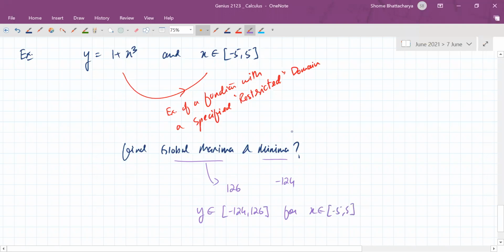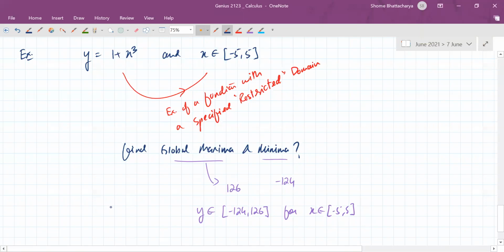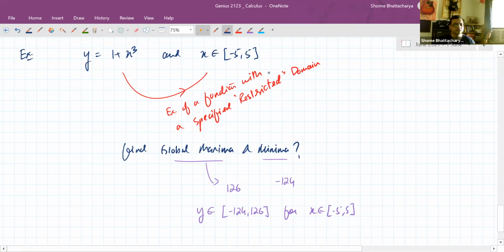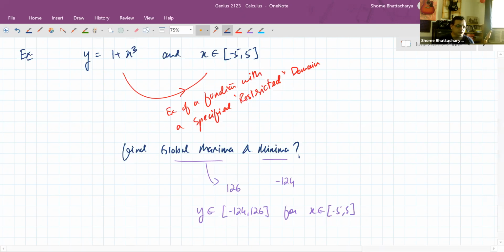But sir, if it's a restricted domain, then how is it global? No, because restricted domain just means that when we think of the graph of the function, we are not supposed to draw it before this point or beyond that point. Do you understand my point? When the domain is restricted, the range also becomes restricted. Now what is the definition of global maxima and minima? It is just the endpoints of the range. The upper limit of the range is global maxima. The lower point of the range is global minima.